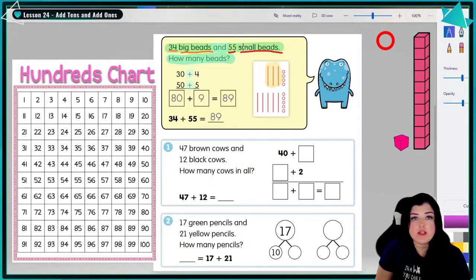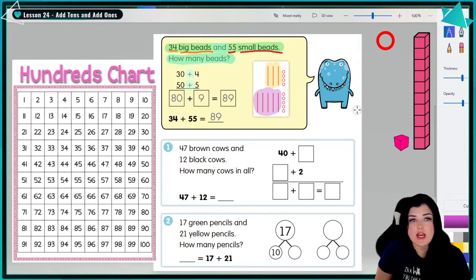Then we have our second part, which is 55, and 55 has how many tens? Look at your tens place. 5. 1, 2, 3, 4, 5. 5 groups of 10 and 5 ones.